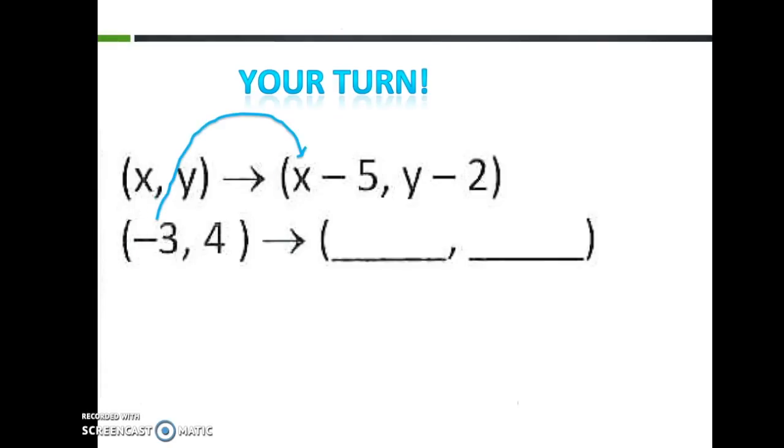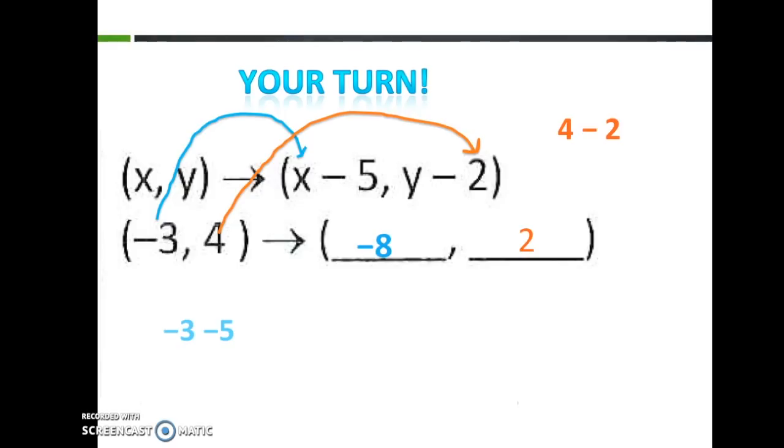We are going to apply our negative 3 to our x coordinate, which will give us negative 3 minus 5. Signs are the same, so I add and keep my sign. Next, we're going to substitute in our 4 for our y value, which will give us 4 minus 2 is 2. Hope you got that.